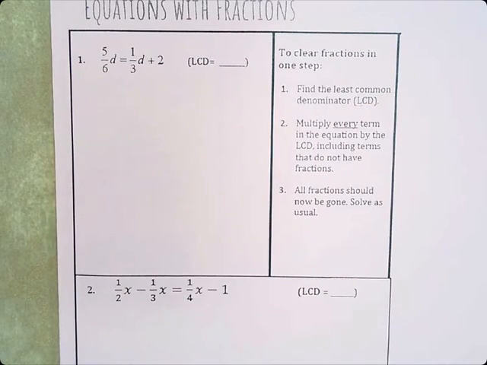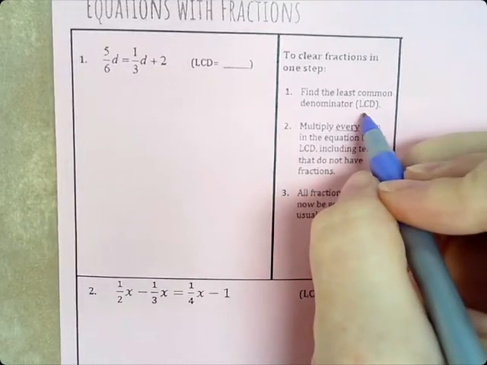It says find the least common denominator, multiply every term in the equation by the least common denominator, including terms that do not have fractions. All fractions should now be gone. Solve as usual. So we need the least common denominator.